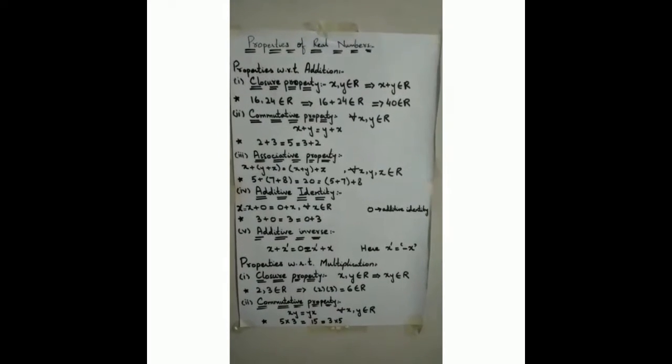What are real numbers? Real numbers are the combination of rational numbers and irrational numbers. What are rational numbers? A rational number is the combination of whole numbers and fractional numbers. Irrational numbers are the numbers that cannot be written in the form of p upon q. The numbers represented by such fractions are called irrational numbers.